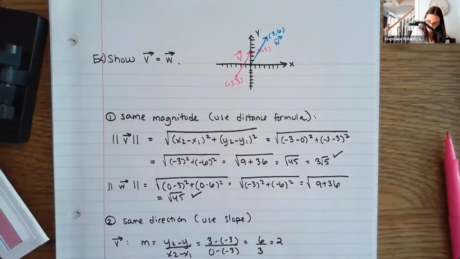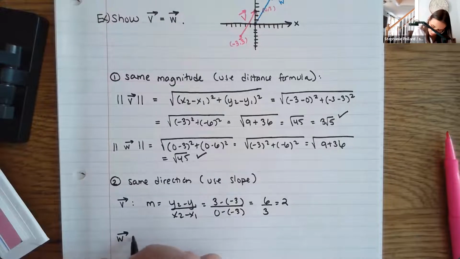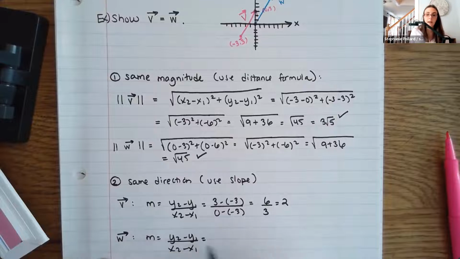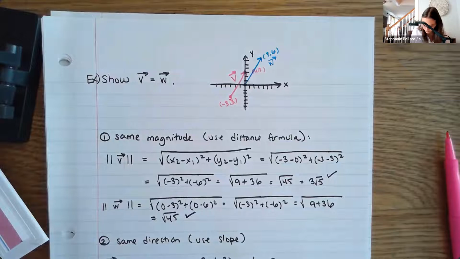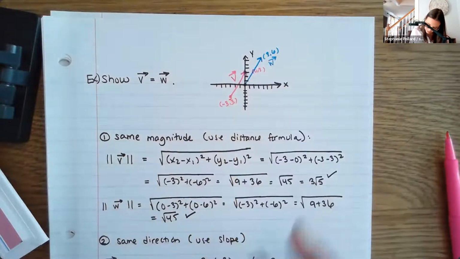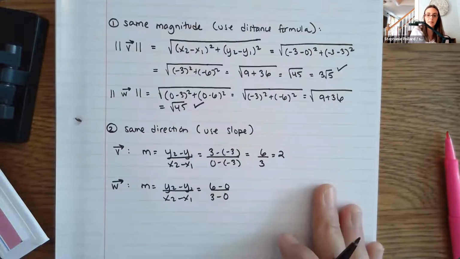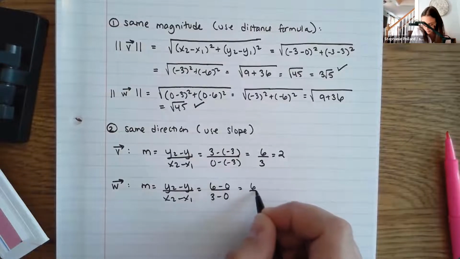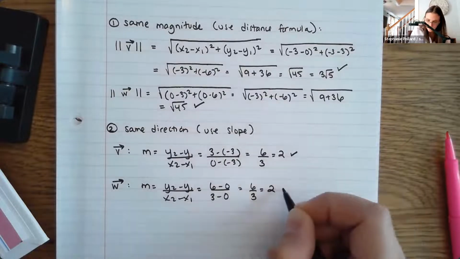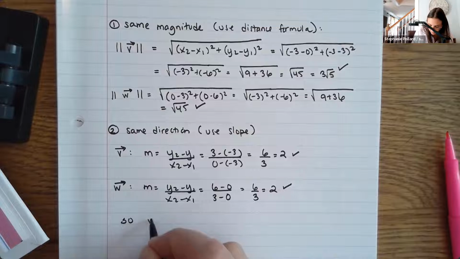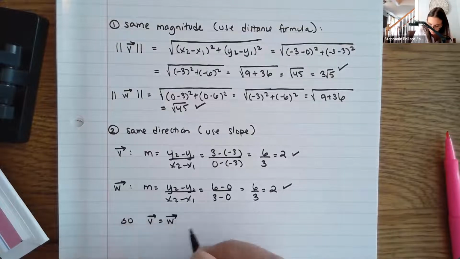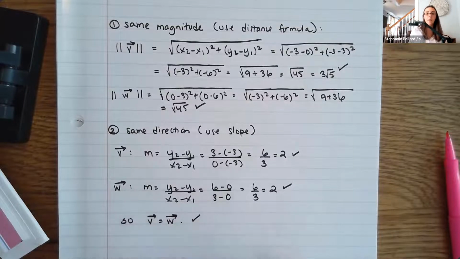And then I'm going to go ahead and do my other one. So my other vector is w. And again, I'm just using the same formula. My y values in that case are 6 and 0, and then my x values are 3 and 0. So I have 6 minus 0 over 3 minus 0, which is also 2. So they both have the same direction as well. And then we're done. So vector v is equal to vector w. But we do have to check those two things.